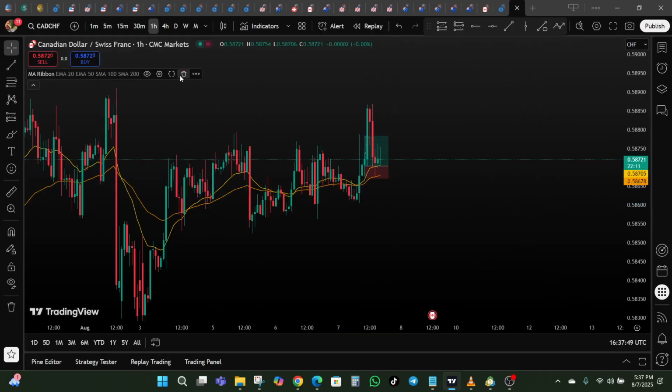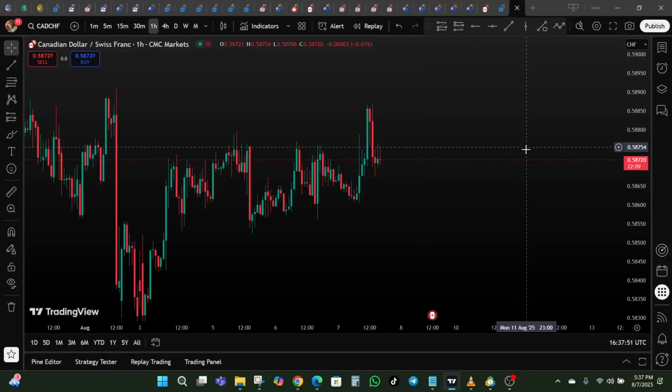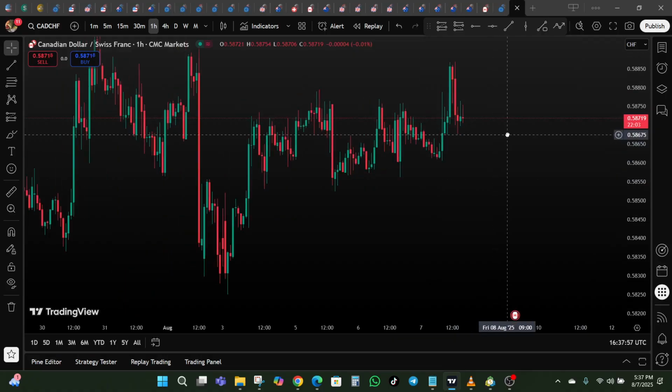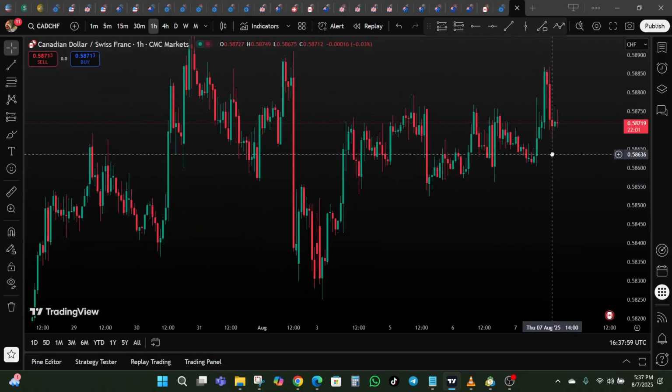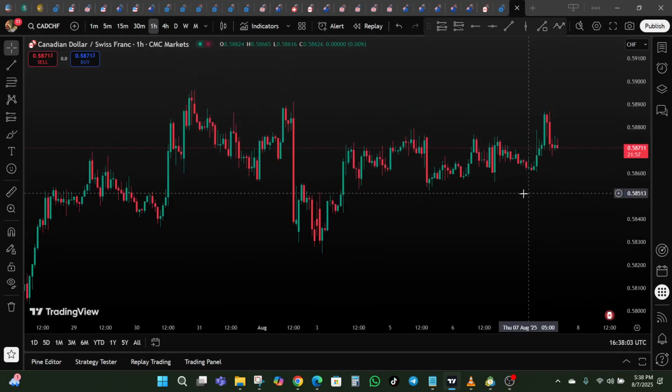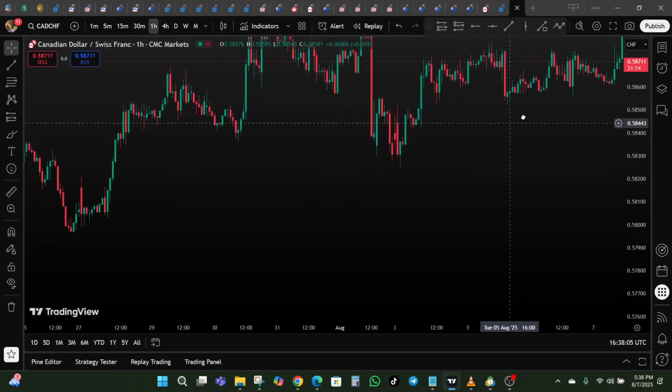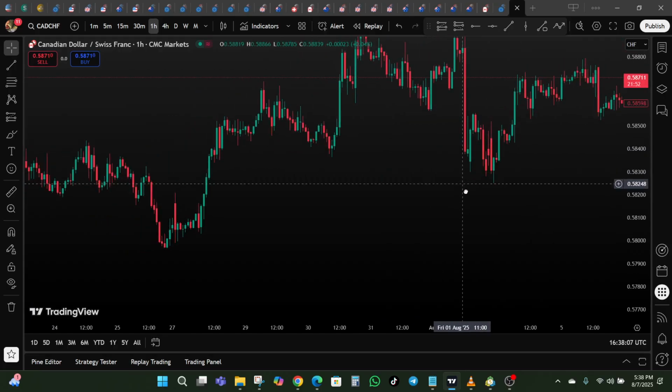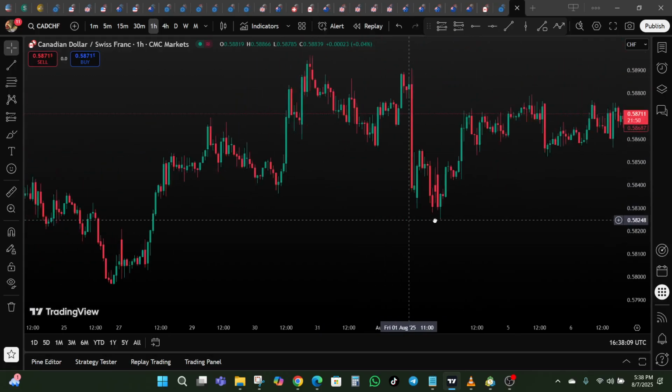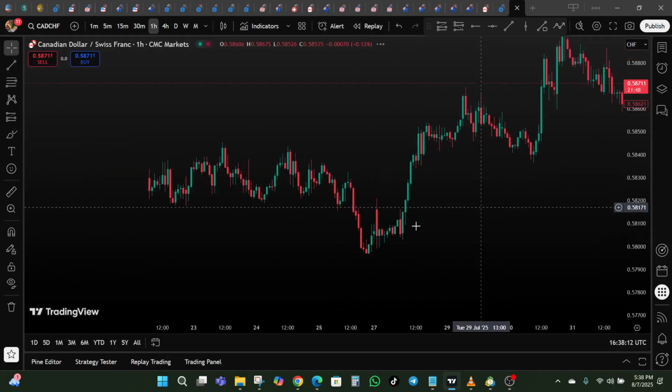Now, the next strategy that we are going to be looking at is the breakout from consolidation zones. This is the second strategy that AI flagged as a high performing strategy. And here's the setup. You have to identify a clear range with multiple touches on support and resistance.